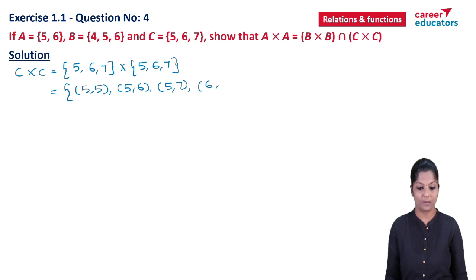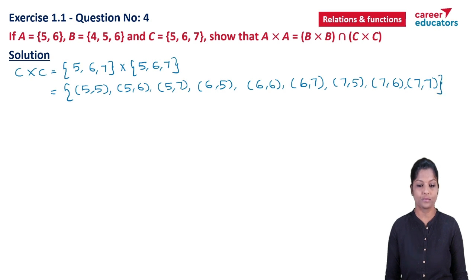We will get (6, 5), (6, 6), (6, 7), (7, 5), (7, 6), (7, 7). Next, we have to find B cross B intersection C cross C. To find intersection, we have to write the common ordered pairs in B cross B and C cross C.